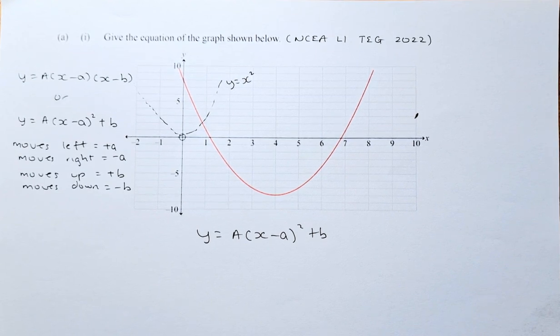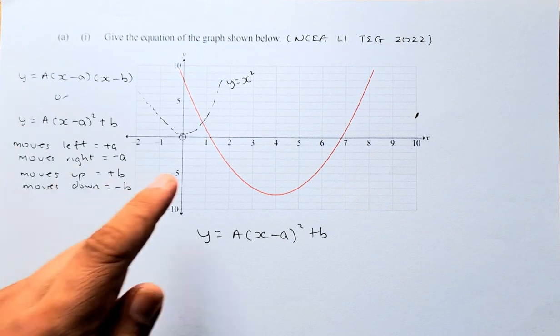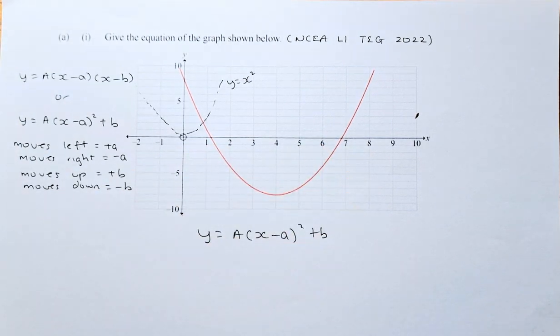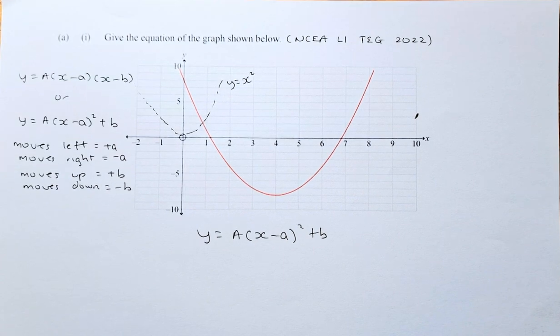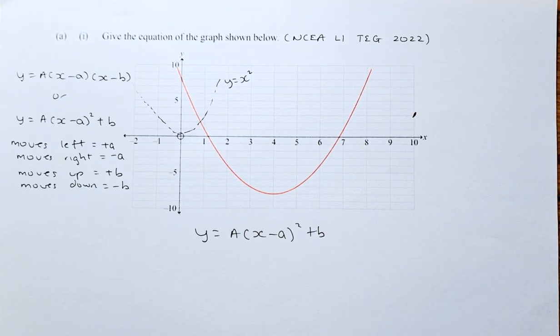To find the equation of a parabola, there are two general equations. Either the first one, y equals a(x - a)(x - b), which is the easier way to calculate it, or y equals a(x - a)² + b. We cannot use the first equation because the x-intercept is not a whole number. So we have to use y equals a(x - a)² + b.